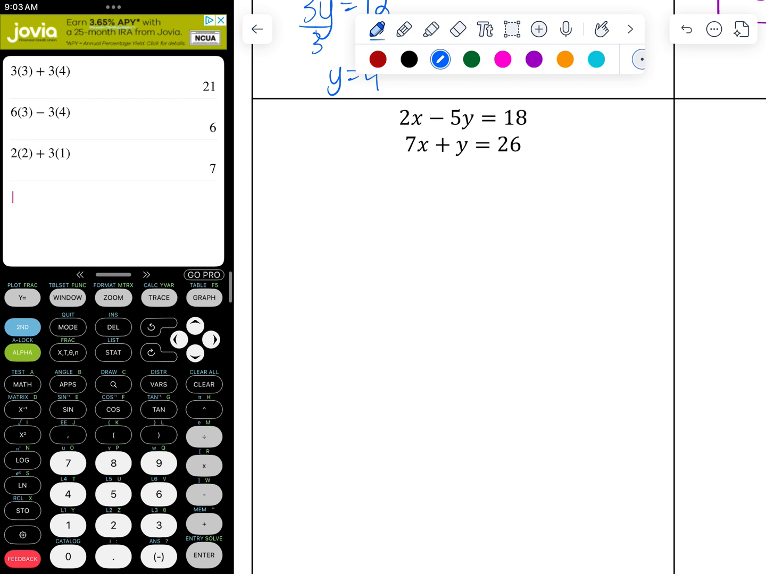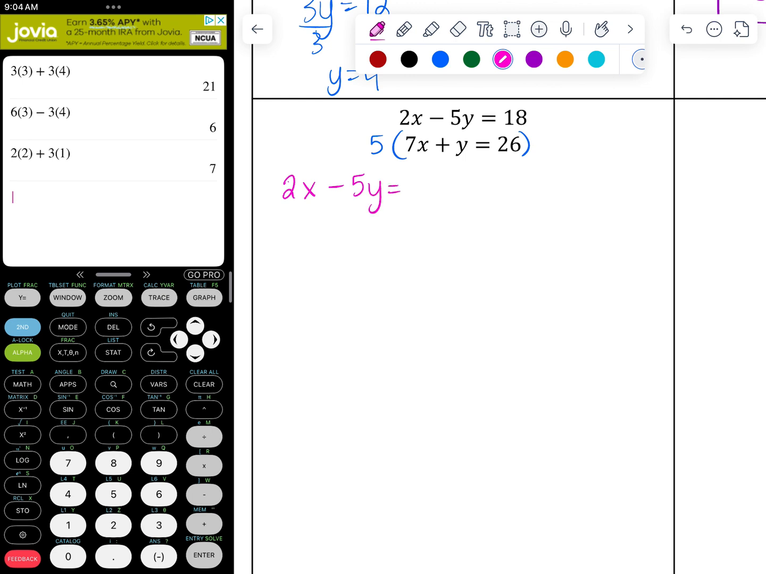If you wanted to cancel out the x's, you would have to multiply both equations in order to do so. Okay, I'd have to multiply the top equation by a 7 and the bottom equation by a negative 2. To cancel out the y's, all I need to do is multiply my second equation by a 5, so that now in my first I've got a negative 5y, and in my second I have a positive 5y. So those will cancel.